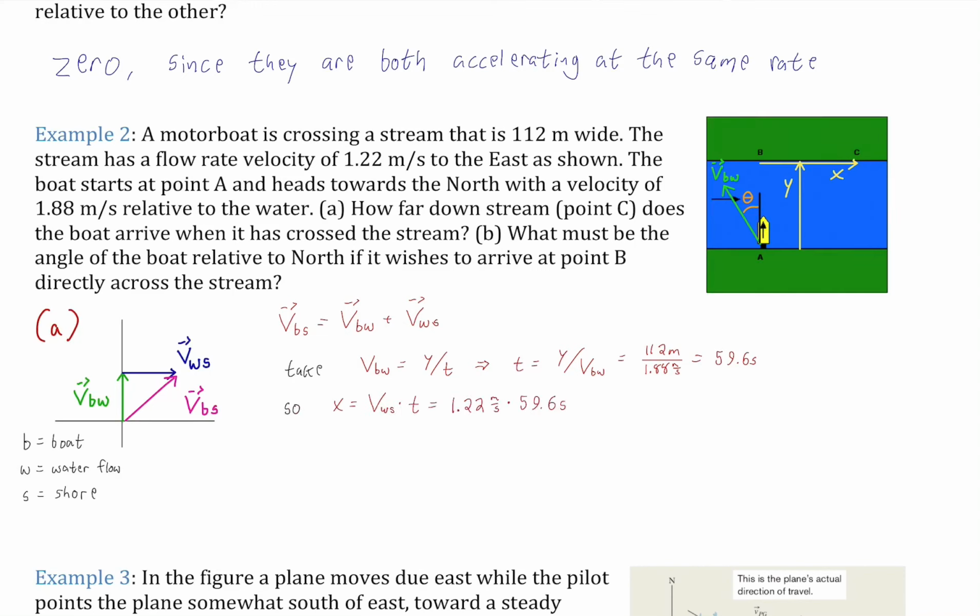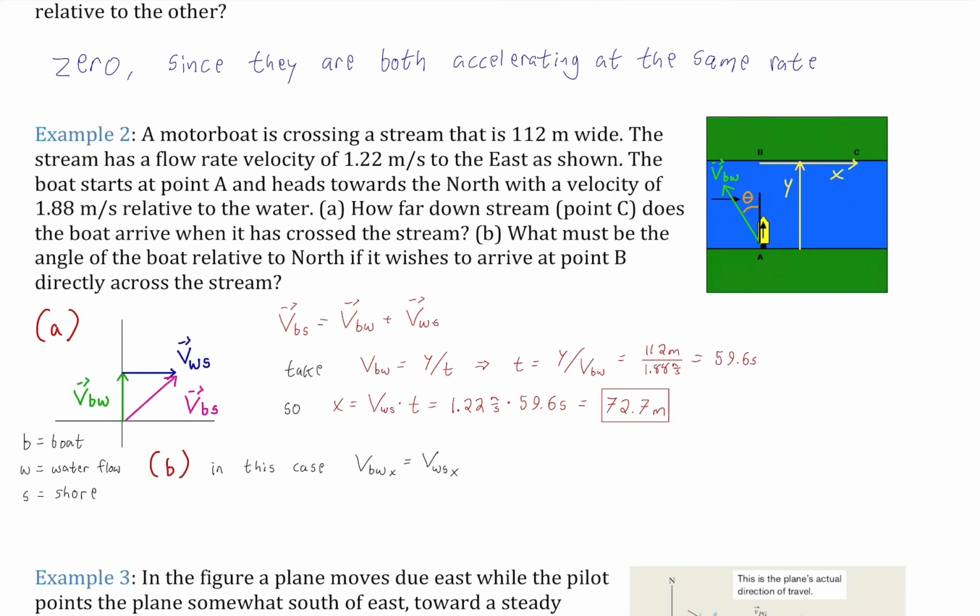Well, in that time, the stream is pulling the boat to the east. So we take the velocity of the water relative to the shore times the time that we solved for, 1.22 meters per second times 59.6 seconds, and that gives us 72.7 meters. So it gets pulled quite a bit downstream.